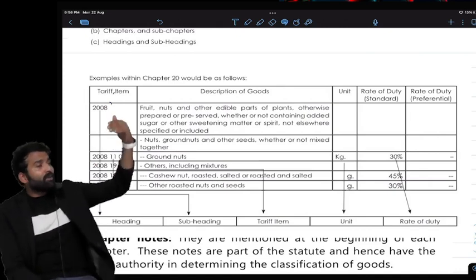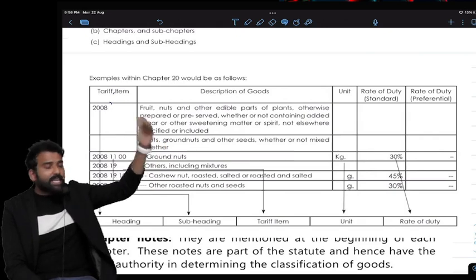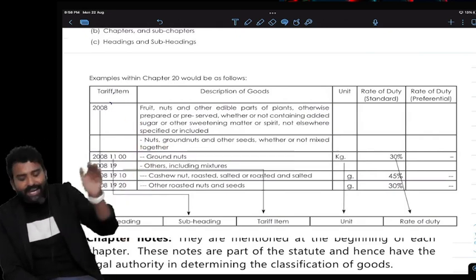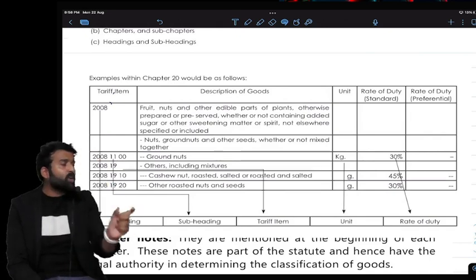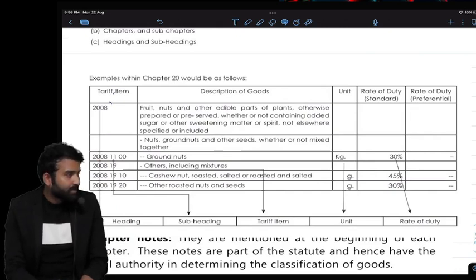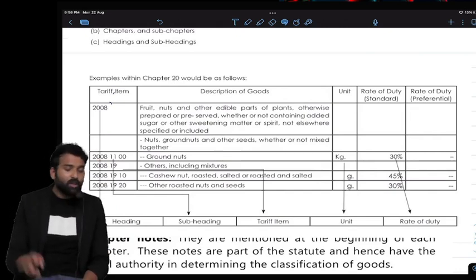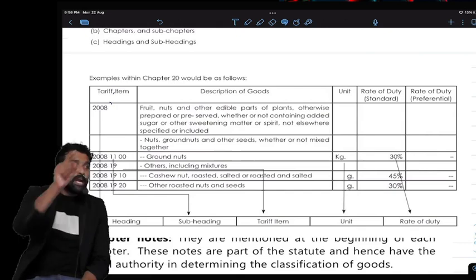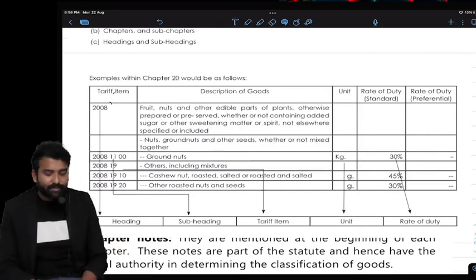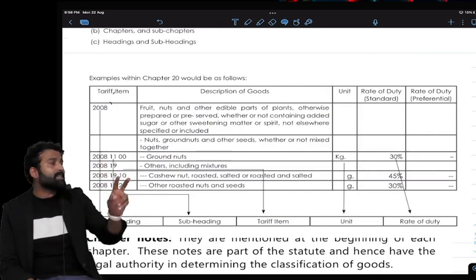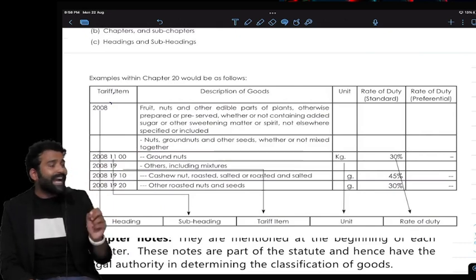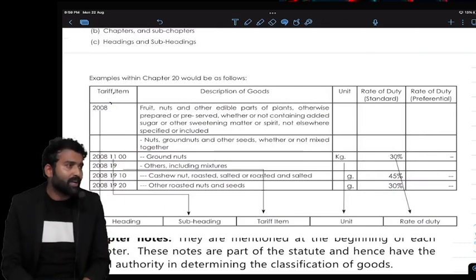So we have a lot of chapters, under the chapters we have headings, under the headings we have subheadings, and under them we have items. In front of the items, the rates of customs are given. So how can we decode the HSN code? 20081920 says the 20th chapter's 8th heading's 19th subheading's 20th item is written here, and in front of it you will see two rates in customs. There are two rates in customs. The first one is called the standard rate and the second one is called the preferential rate.